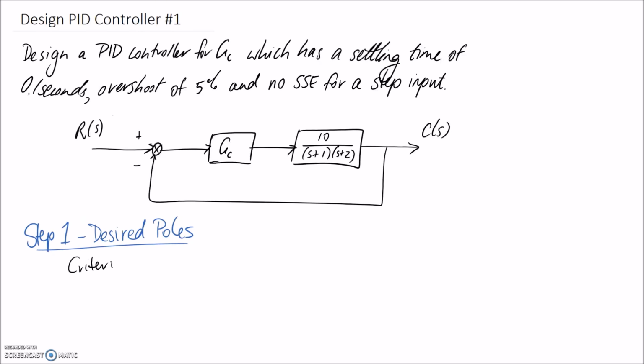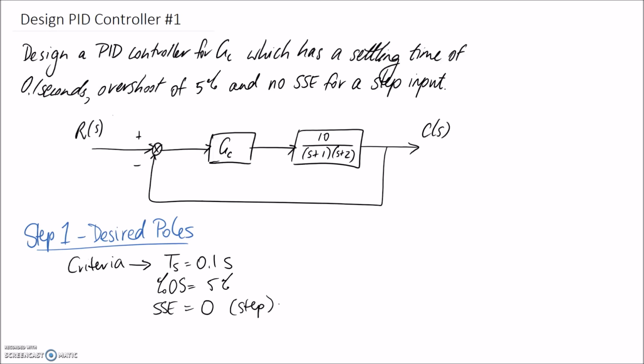So we've got three different criteria that we need to meet. The first one we're told is that we're aiming for a settling time of 0.1 seconds. We've then got this overshoot requirement, we're aiming for 5%, and we want to have a steady state error of 0 for a step input. So from this, we should be able to work out what zeta, our damping ratio, needs to be, and our omega n, natural frequency, needs to be as well.